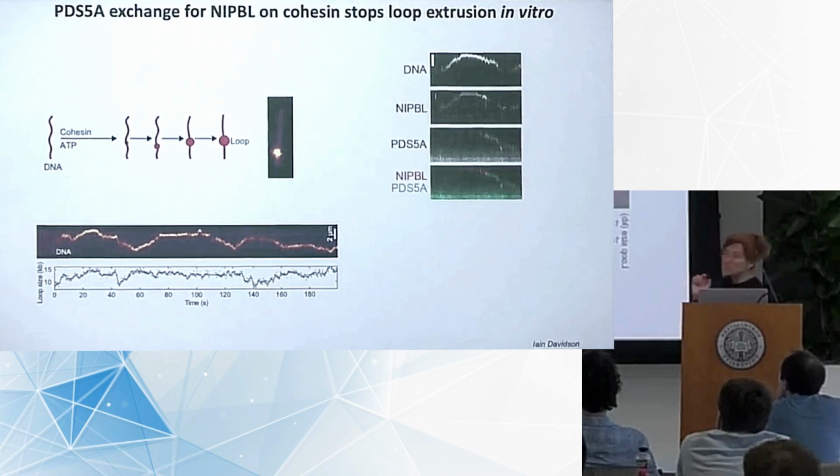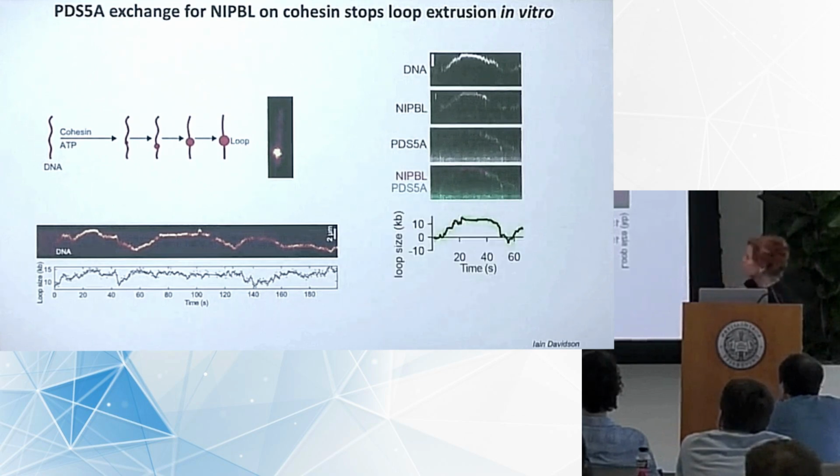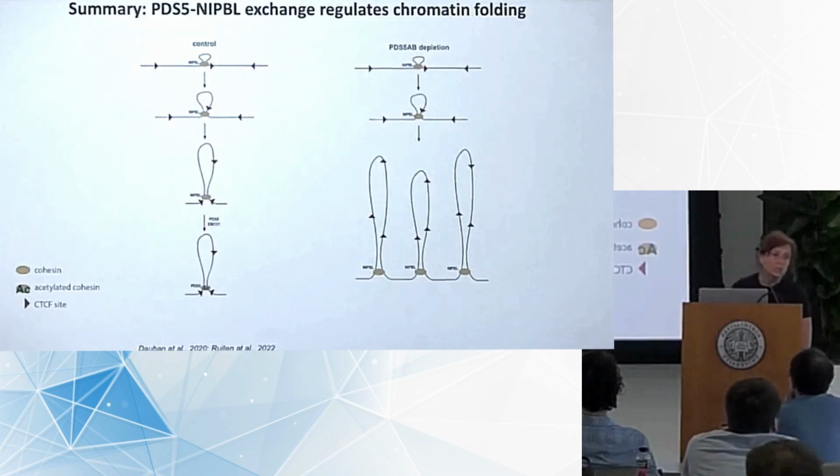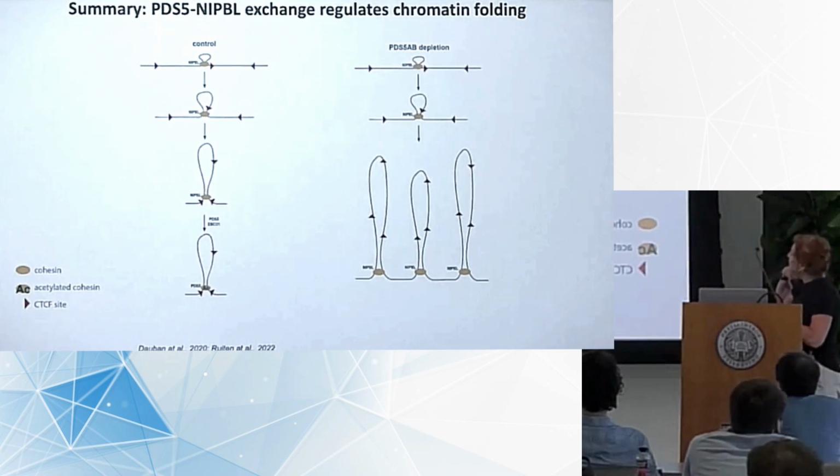And interestingly, not always, but in many cases, we can see that PDS5, if we label it, comes exactly at the time when NAPBL leaves DNA. So we do believe, or we would like to believe, that this experiment shows that PDS5 and NAPBL exchange, and that during NAPBL binding to cohesin there is loop extrusion, and when PDS5 comes, this loop extrusion slows down.